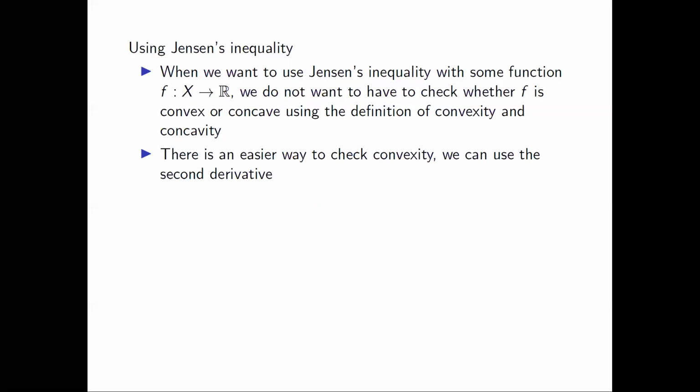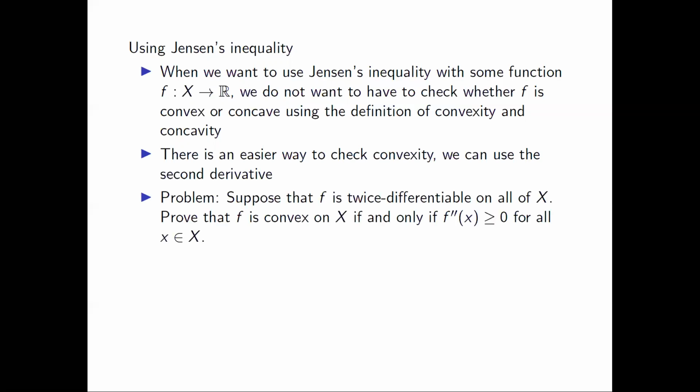So if we want to check convexity, we can check second derivatives. And here's a problem for you. Suppose that f from x to the reals is twice differentiable on all of x. Prove that f is convex on x if and only if the second derivative of f is greater than or equal to 0 for all of big X.